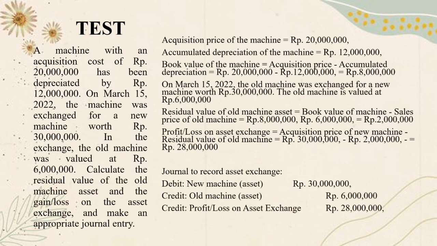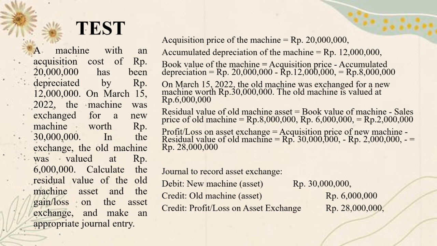Question is, a machine with an acquisition cost of 20 million has been depreciated by 12 million. On March 15, 2022, the machine was exchanged for a new machine worth 30 million. In the exchange, the old machine was valued at 6 million. Calculate the residual value of the old machine asset and the gain or loss on the asset exchange and make an appropriate journal entry.